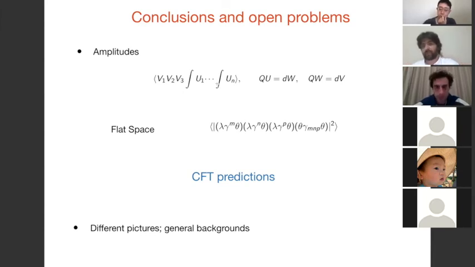You can try to compute corrections. But you have no guess for what kind of dynamics is going to change compared to flat space, or do you have a guess? No, at the moment, no. It's really a work in progress.